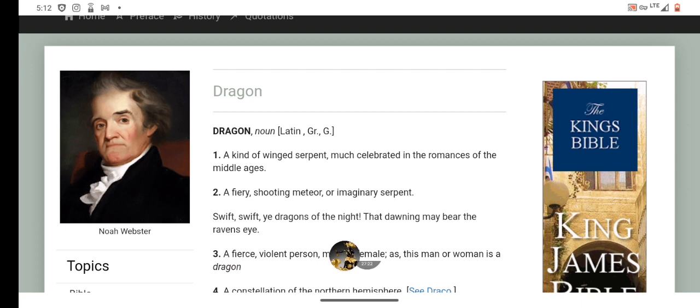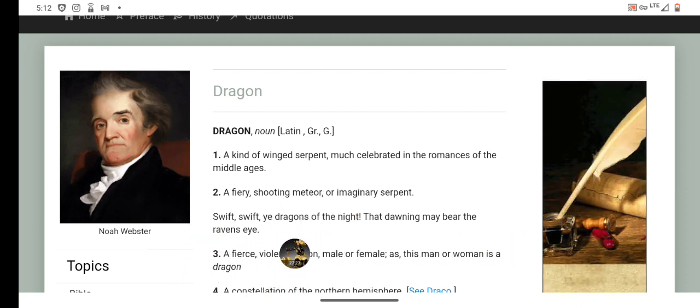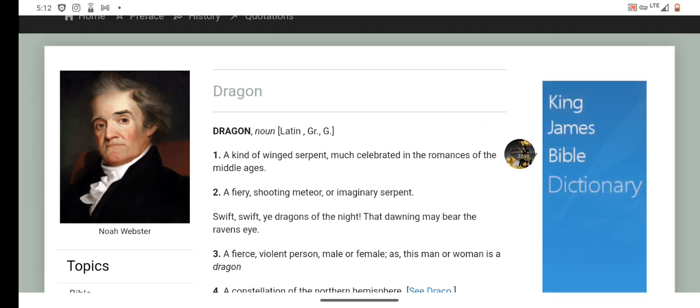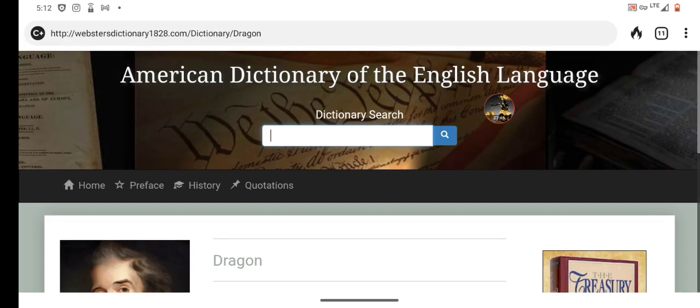I'm trying to go kind of quick. Some of y'all are familiar with this already. A fierce, violent person, male or female. As this man or woman is a dragon, you are the last dragon. You possess the power of the glow.